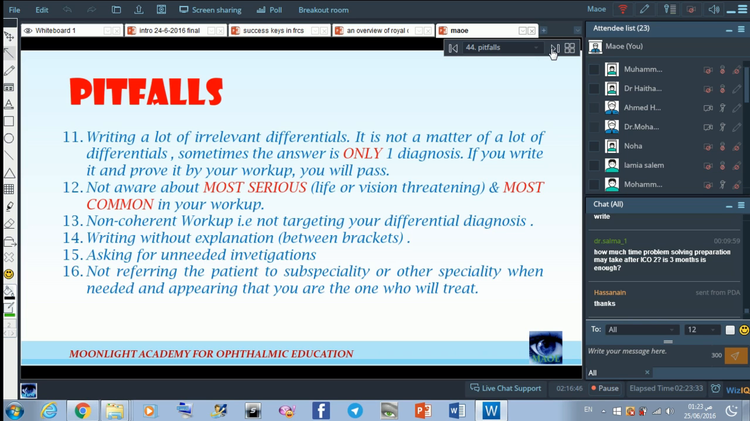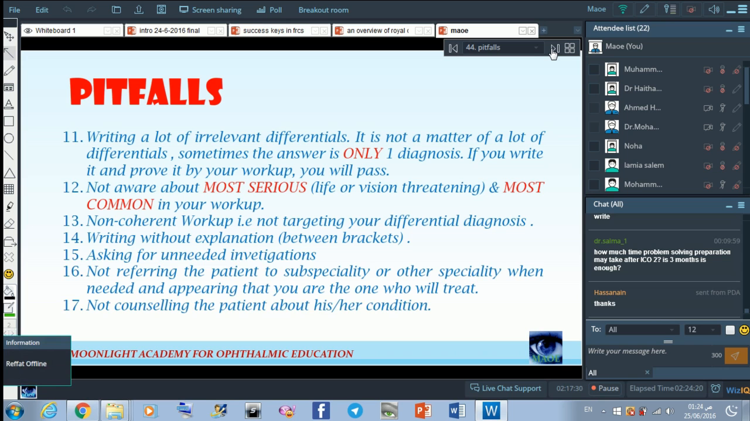Also, as I told you, one of the pitfalls is not referring the patient to a subspecialty or other specialty when needed and appearing that you are the one who will treat. You are the magician. You will do everything. You will examine the patient, investigate the patient, manage the patient, give drugs to the patient, do surgery for the patient. No. This is not your role. Once a subspecialty or other specialty is needed, you must refer. But you must know theoretically what the other specialty will do for this patient. You must know this, but you are not the one who will do this. And I already gave examples about this.